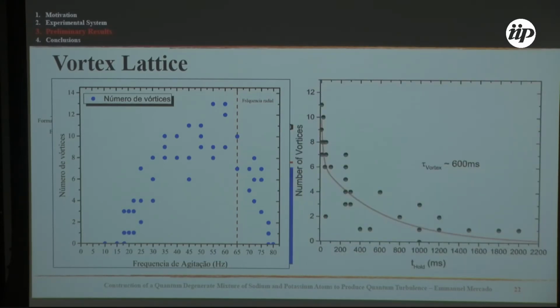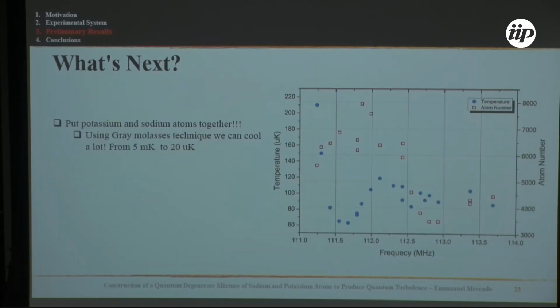But we did some measurements about the lifetime of these vortices, just to see how much time we have to do experiments with the vortex lattice. And we found that we have around 600 milliseconds, which is enough time to do some experiments on it. But this is only the result for sodium atoms, and we need to produce a quantum degenerate mixture. At the moment, we have worked on this sodium species.